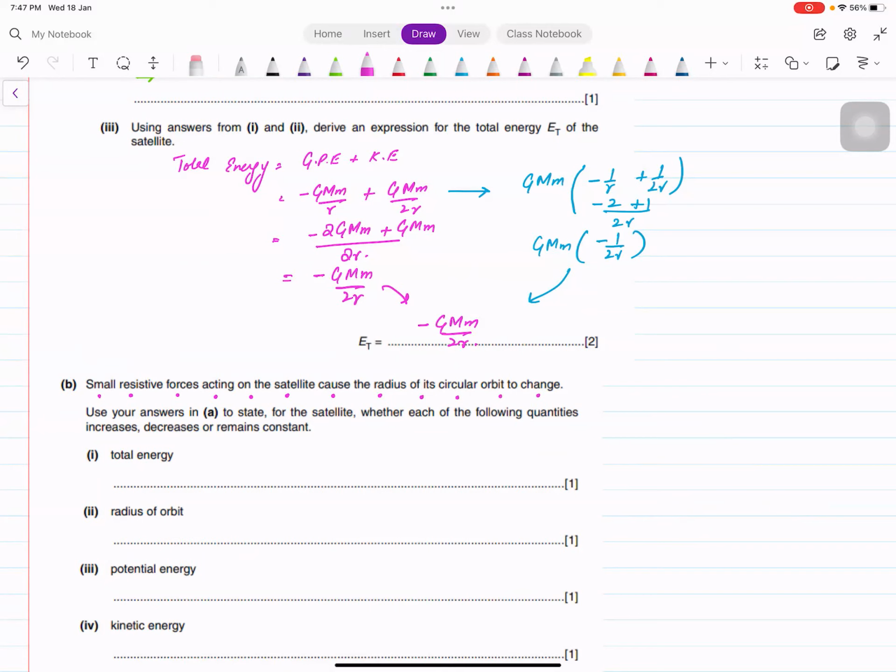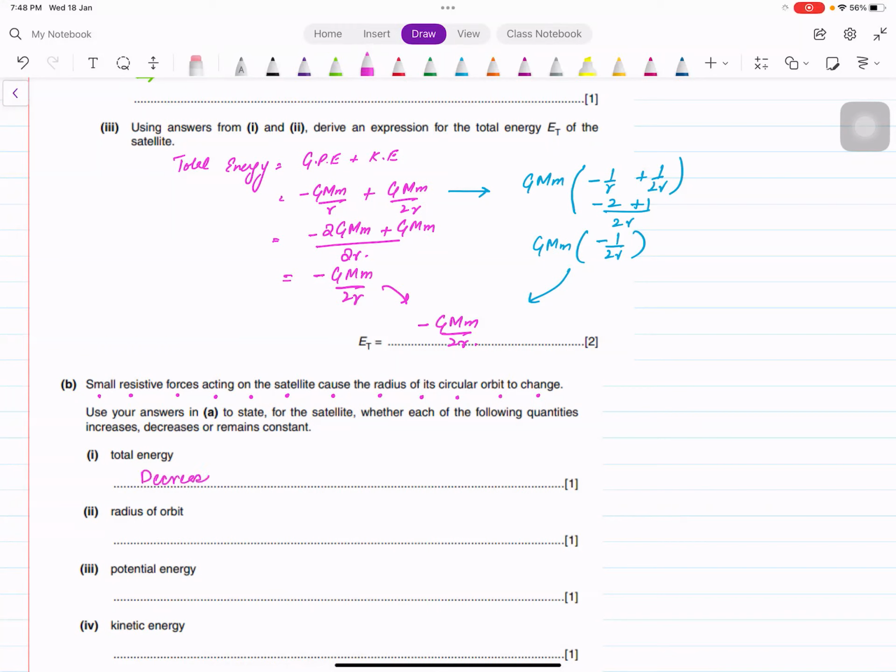Why? Because if there is a resistive force, don't you think the energy of the satellite is going to be doing some work to overcome them? Yes, sir. So don't you think the system would lose some energy in the form of heat, probably? Right. So if some of the energy is converted to heat, the rest of the total energy is what is left. So would it increase or decrease? Decrease. Okay, so is this clear now?